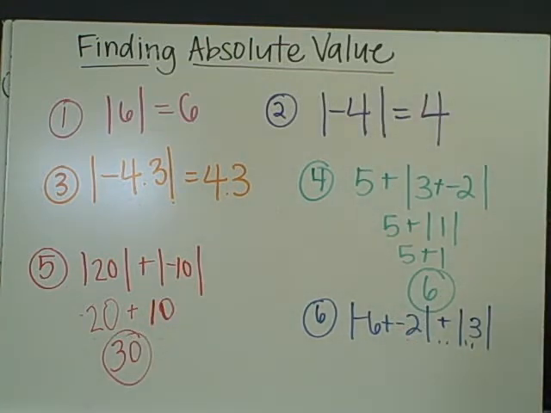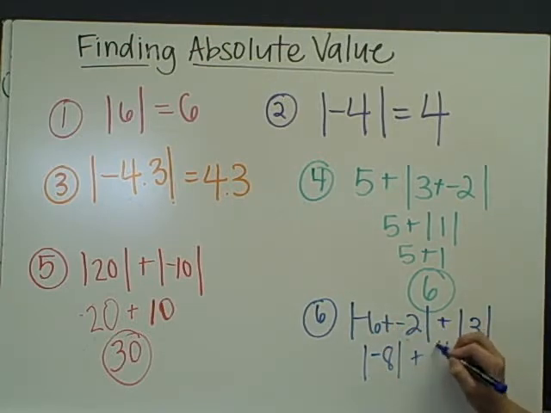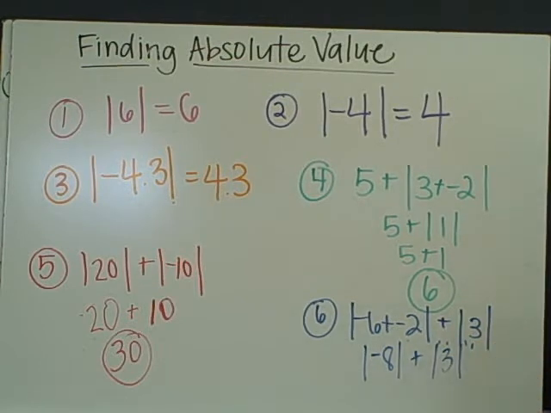In number 6, we have the absolute value of negative 6 plus a negative 2, plus the absolute value of 3. Well, we need to solve the inside first. So you have the absolute value of negative 8, because negative 6 plus a negative 2 gives me a negative 8, plus the absolute value of 3. The absolute value of negative 8 is 8 and the absolute value of 3 is 3. When you add these together, you get the answer to be 11.